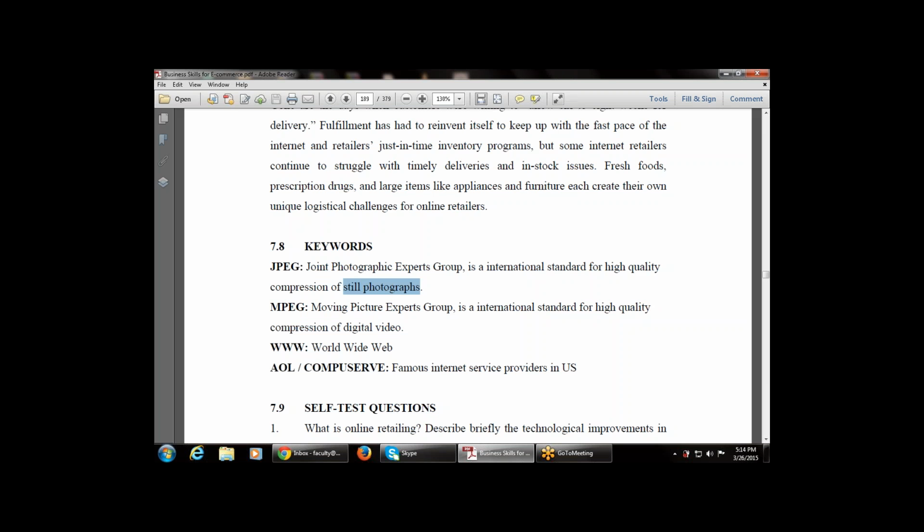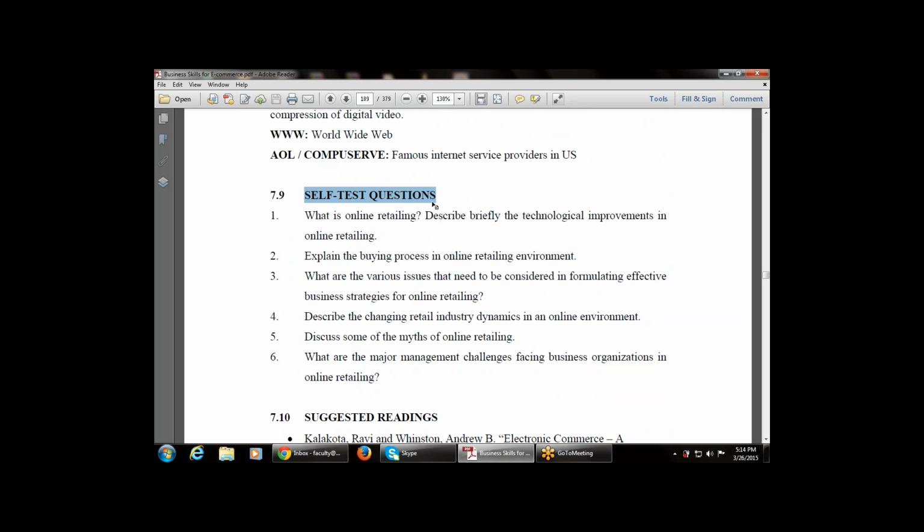Then WWW, that is World Wide Web, a collection of the various internet resources. Then AOL or CompuServe, which are famous internet service providers in the US. So these are the various service providers in the US.